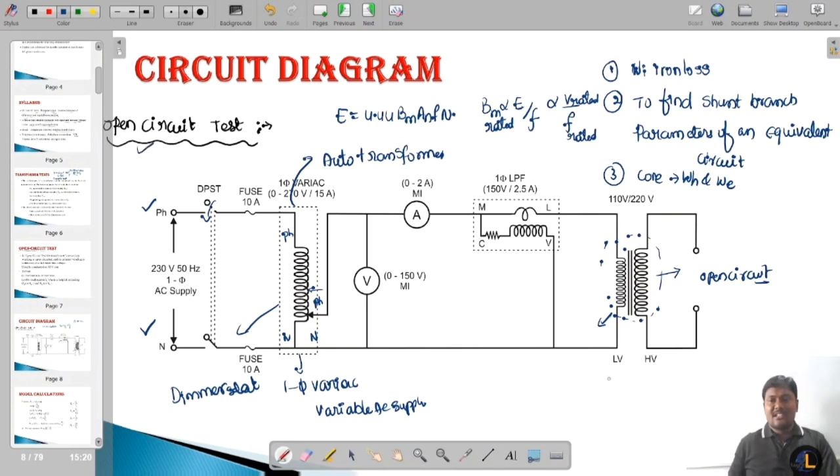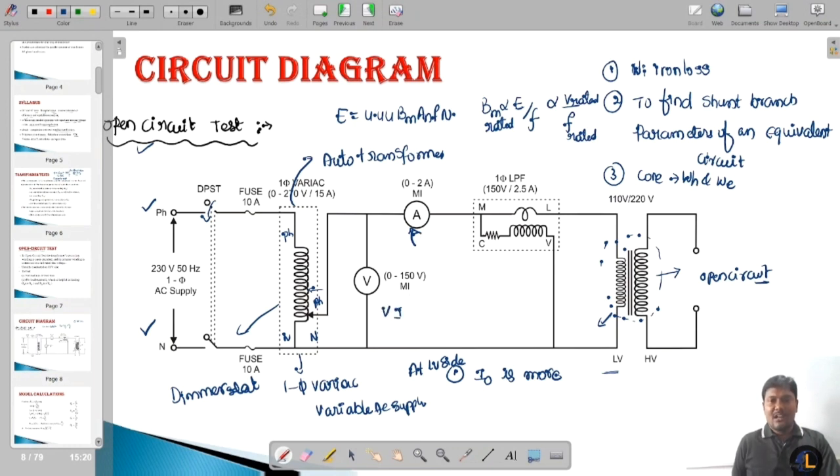This test is conducted at the low voltage side. Why? Because at the low voltage side, the no load current value is more. At the LV side, I0 is more. That is why it is easily indicated by the ammeter. So that's why this test is conducted at the low voltage side rather than the high voltage side. The voltmeter reading is V and the ammeter reading is I0.